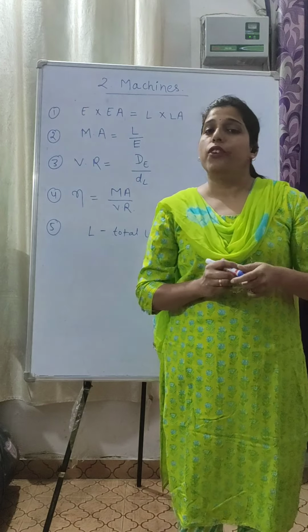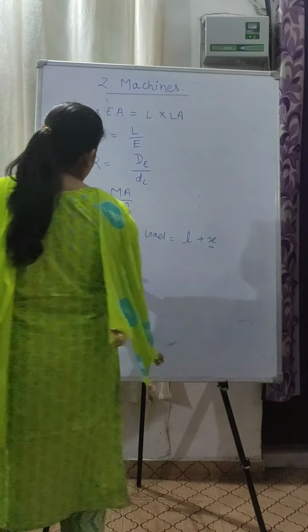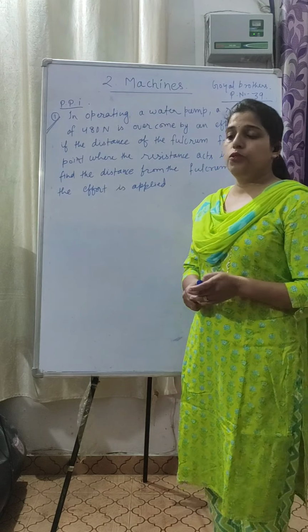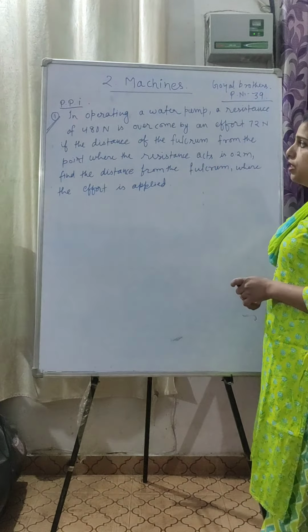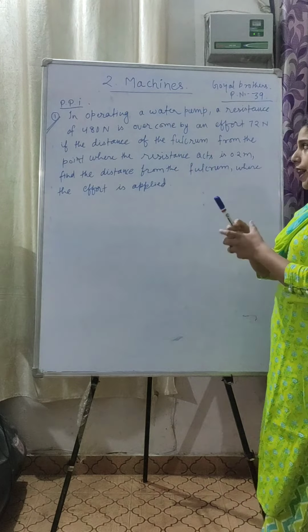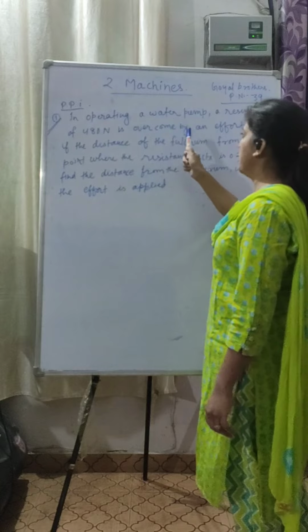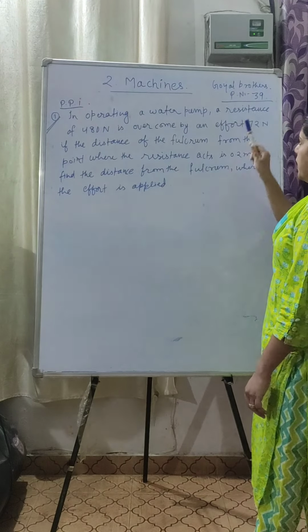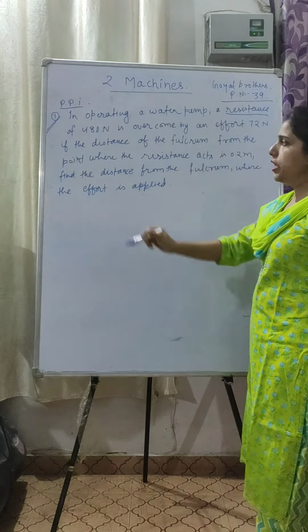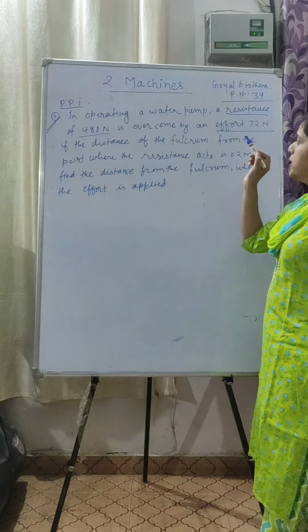So let's start with the first numerical of your book, Goyal Brothers. Here is question number 1 from the book Goyal Brothers, page number 39. In operating a water pump, that is the hand pump, a resistance of 480 Newton is overcome by an effort of 72 Newton. Resistance means the load, that is 480 Newtons, and it is overcome by the effort of 72 Newton.